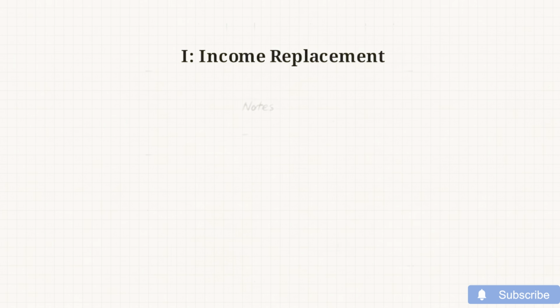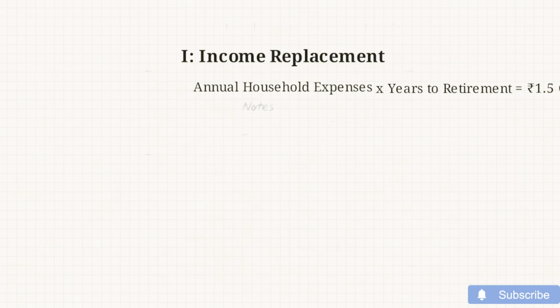Next is I for income replacement. We need to calculate the capital required to keep your family afloat until you would have retired. Take your annual expenses and multiply them by the number of years you have left to work. Here, that totals 1.5 crores. Notice we are using household expenses, not your gross salary. Your family doesn't need to replace the portion of your income that currently goes to your own personal upkeep or your income tax. They strictly need to replace what it costs to run the house.